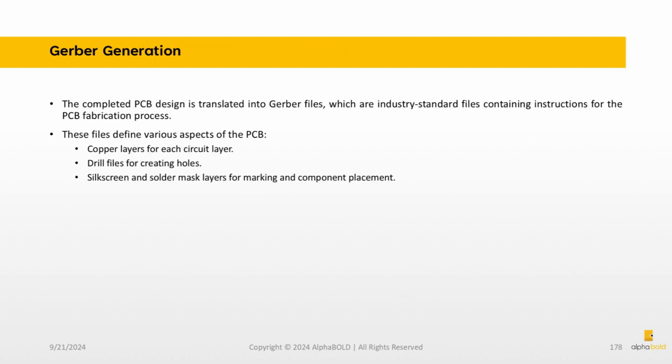Gerber Generation. The completed PCB design is translated into Gerber files, which are industry-standard files containing instructions for the PCB fabrication process. These files define various aspects of the PCB. Copper layers for each circuit layer. Drill files for creating holes. Silkscreen and solder mask layers for marking and component placement.